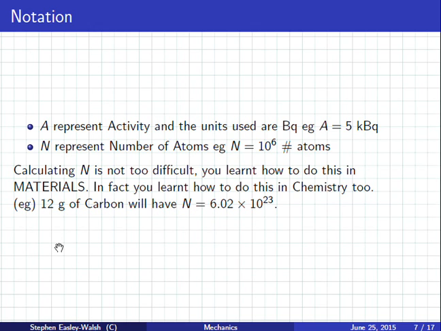So we won't really talk about calculating the N so much because you've actually seen it twice already. What we really care about is things like the activity.